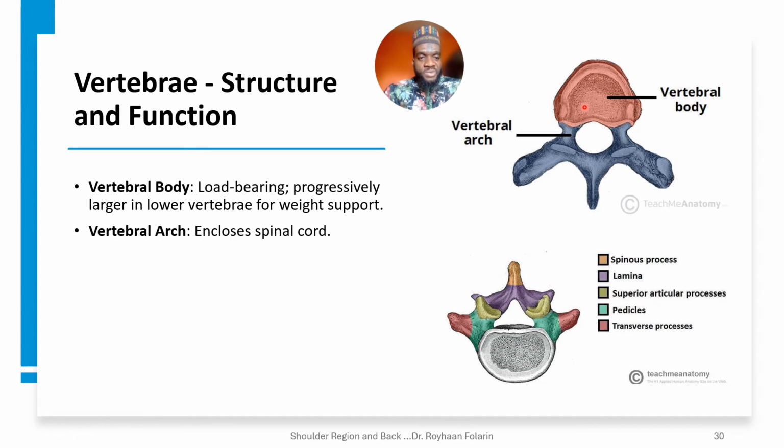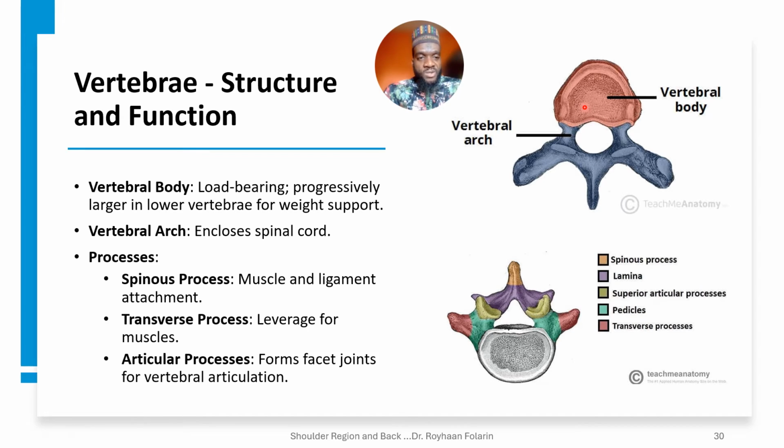And then you have the vertebral arch, which encloses the spinal cord, and then the processes like we have listed. You have the spinous process for muscle and ligament attachment. You have the transverse process also, which serves as a leverage for muscular attachment. You have the articular processes, which form facets, joints for vertebral articulation.